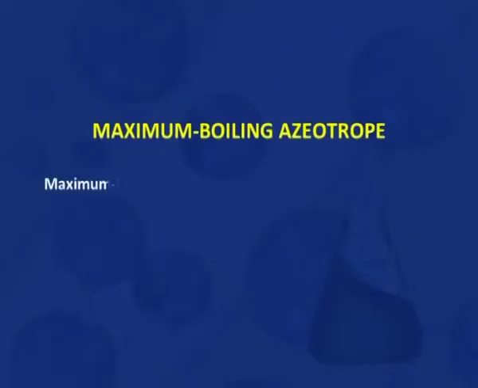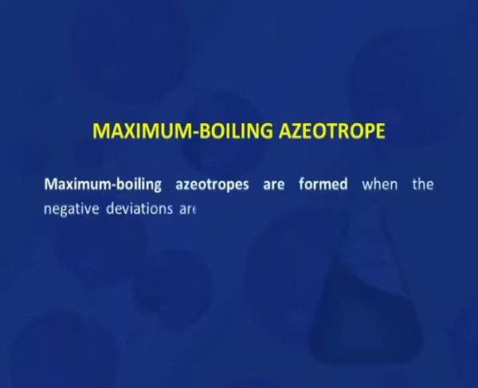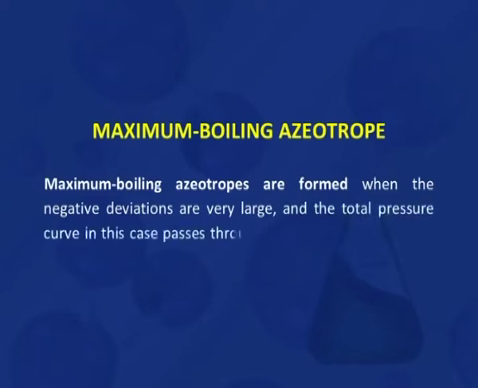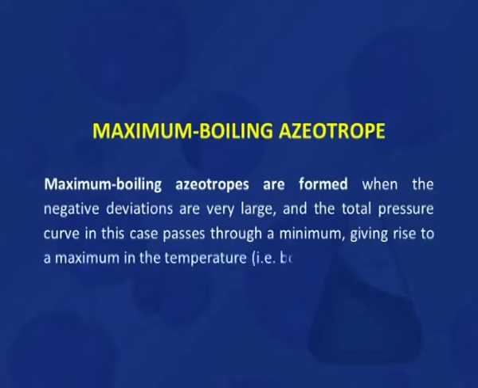Another type of azeotropic solutions are maximum boiling azeotropic solutions. These types of azeotropic solutions are formed when negative deviations are sufficiently large and the total pressure curve in this case passes through a minimum, giving rise to a maximum in the temperature, that is, boiling point.